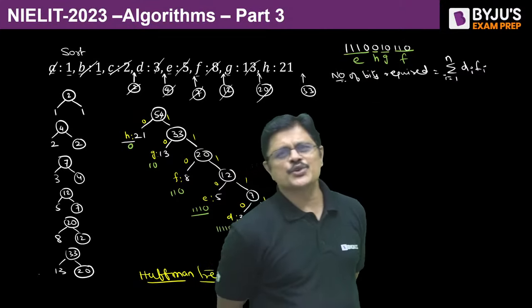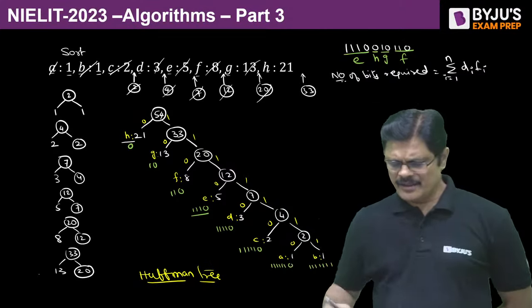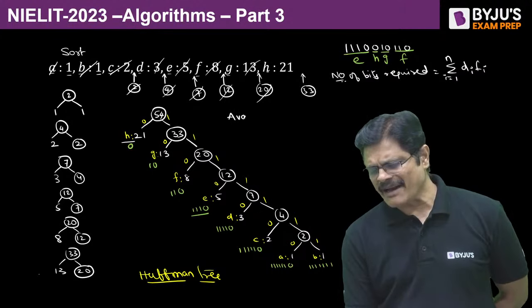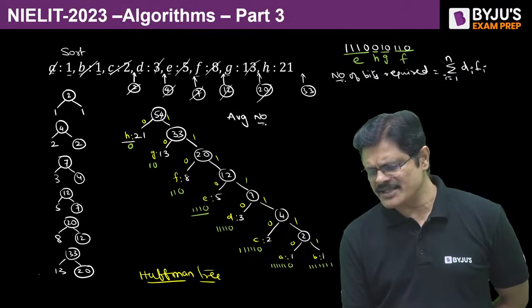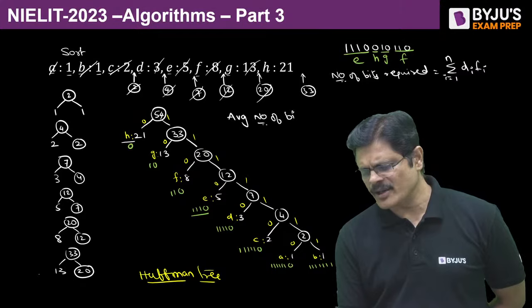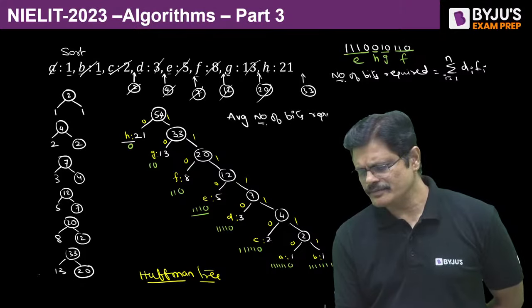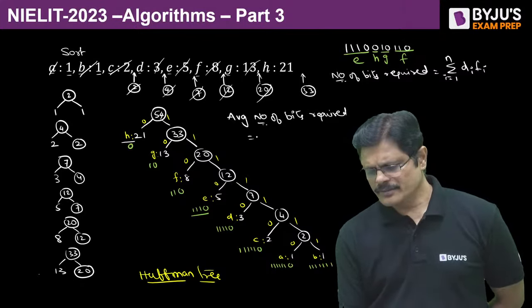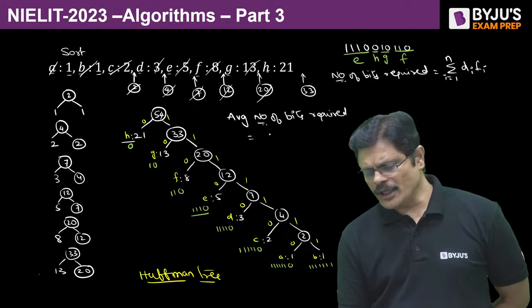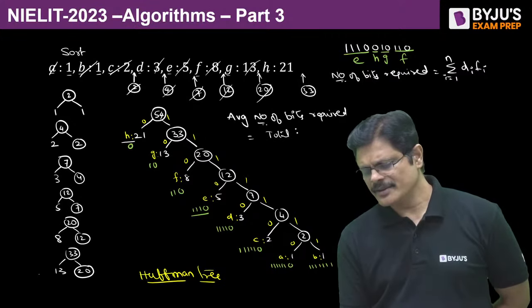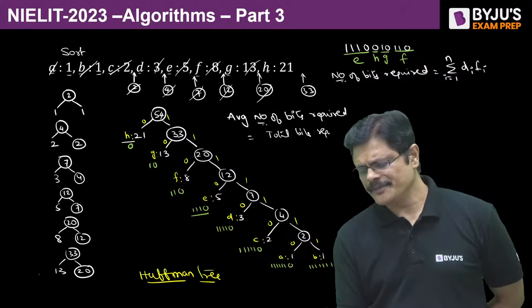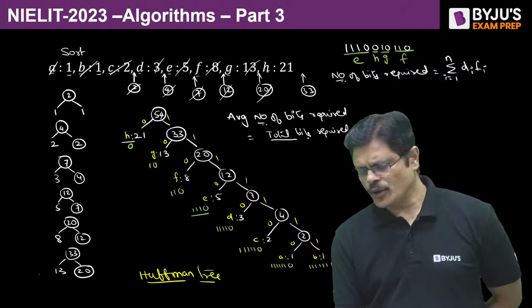Sometimes they also ask you the average number of bits required. That also you can calculate. What is the average number of bits required, my dear friends? The average number of bits required would be: total bits required divided by total frequency.